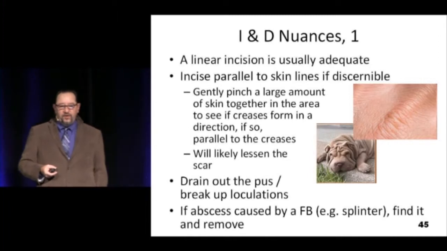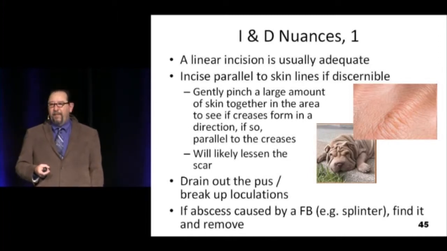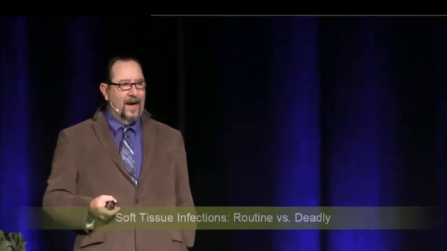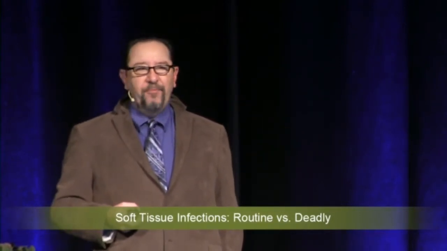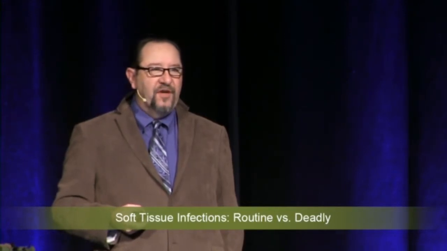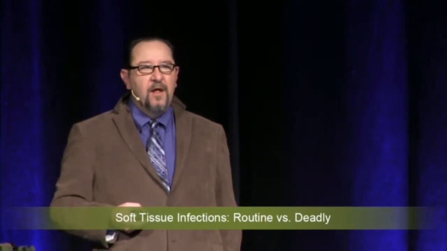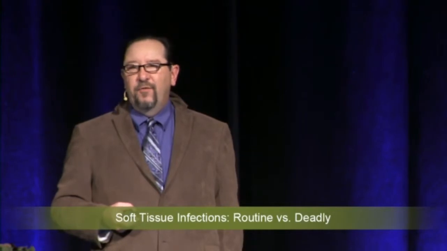All right, linear incision, usually adequate. You should follow the parallel skin lines if they're discernible. You could get on the web and look for the normal skin lines, and you could find out what direction they're supposed to go on any portion of the body to help you think about this. And that will help with what you're doing. Drain out the pus, break up the loculations. I see people hesitant to do this because the patient's in pain, but an inadequate I&D is doing nobody a favor.